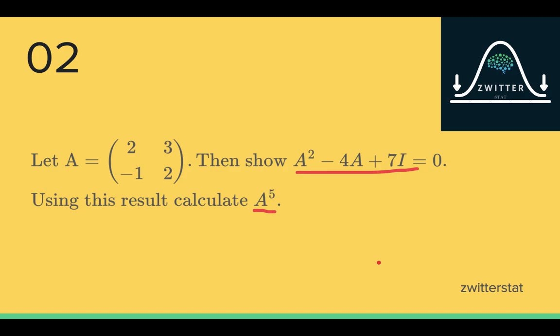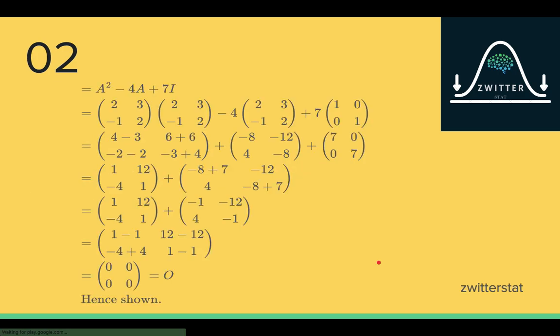So let's see how we are going to solve this question. Firstly, we are supposed to show that this expression equals to null matrix. So we will start evaluating A square first, that is A times A. So I will multiply matrix A with itself, and then we have minus 4 times A and plus 7 times I. So A times A is 2 into 2 is 4, and 3 into minus 1 is minus 3.